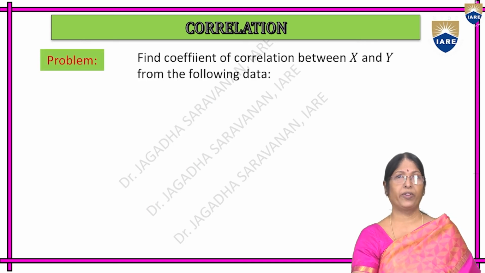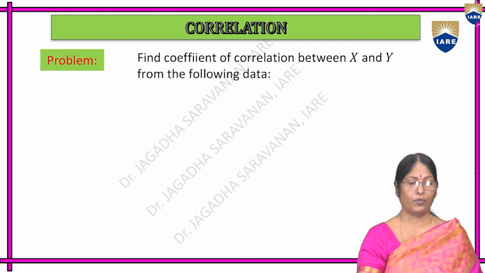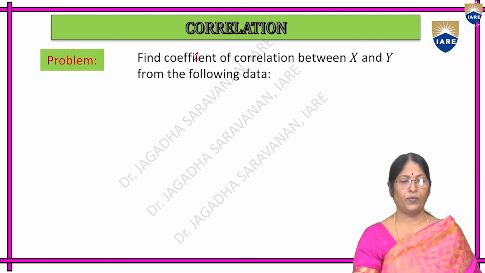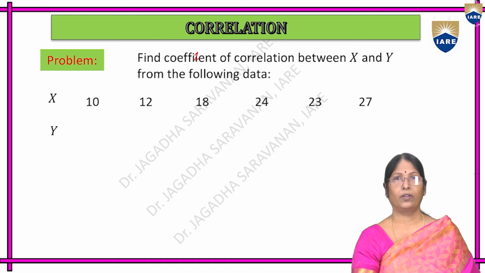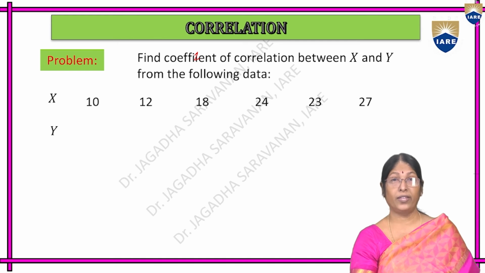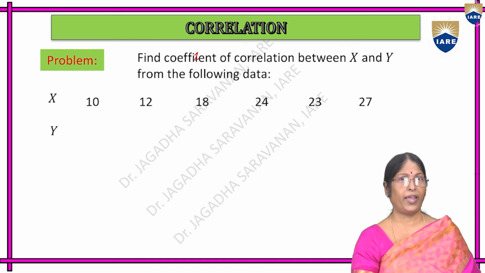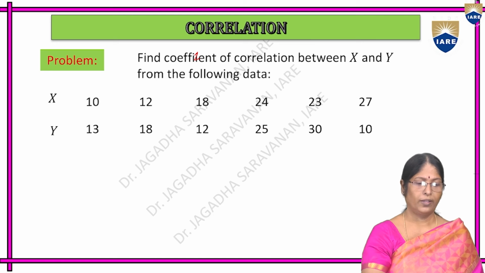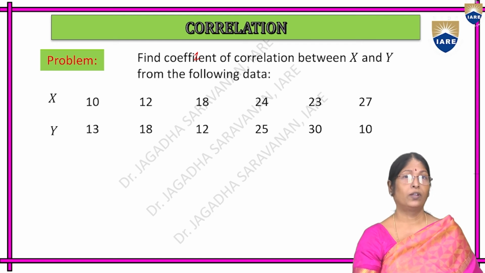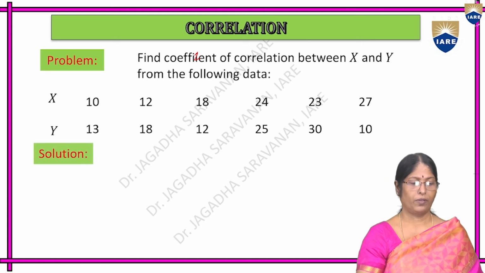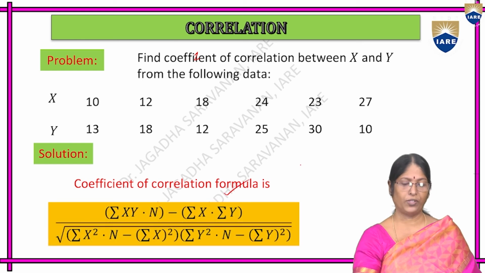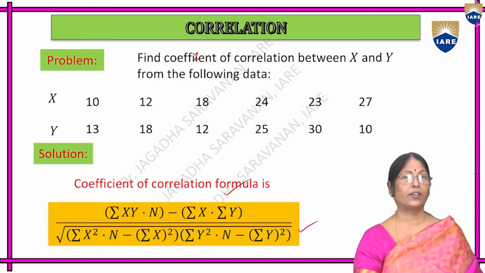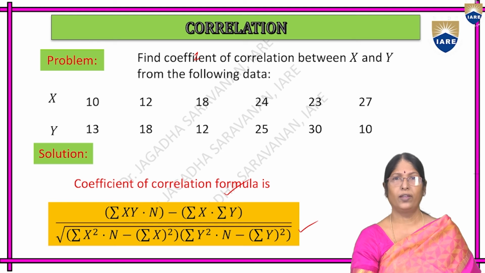One more problem: find the coefficient of correlation between x and y from the following data. We can see 6 data values given under the variable x, and next, the paired data for the variable y. Solution: the coefficient of correlation formula, the first formula we have taken here. The values are very small, so any formula we can use, nothing wrong in it.